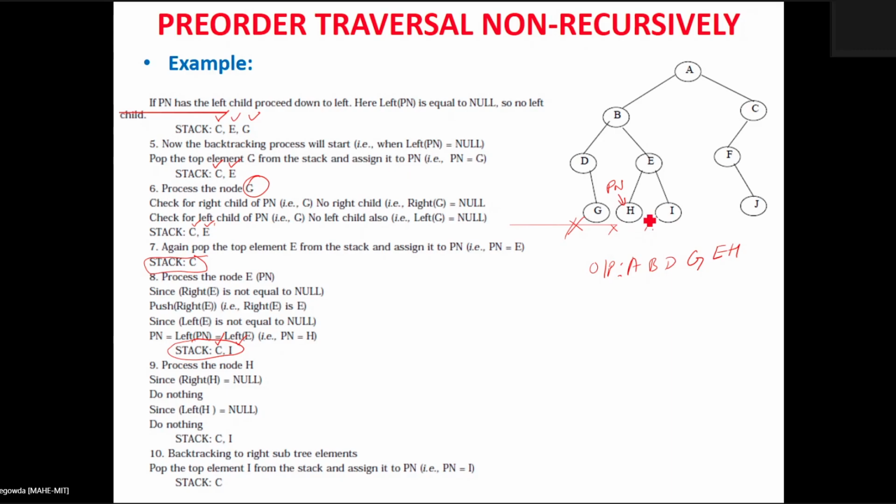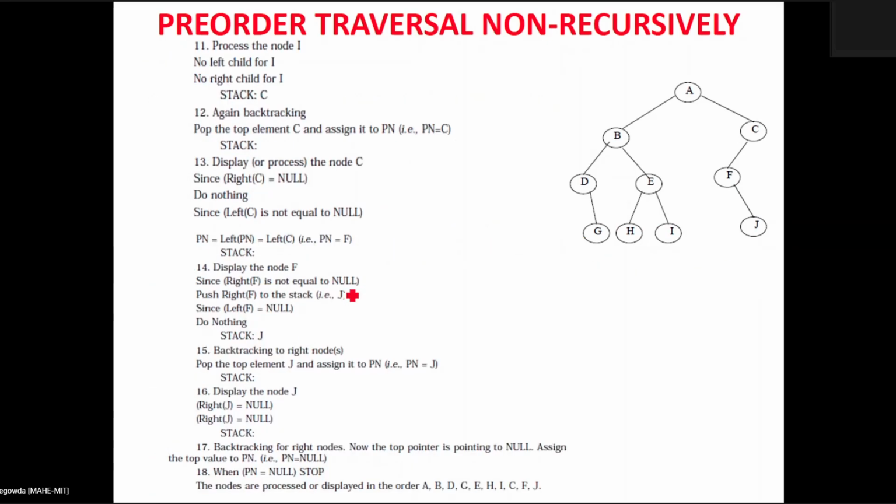So what I have to do is pop the top of the stack. When I pop the top of the stack, I'll get the pointer value I. This is assigned to the pointer variable Pn. After popping the address for the node I, the status of the stack will be this. It has only the address for C. Next, I have to process I. This is the output. I process I, output I.